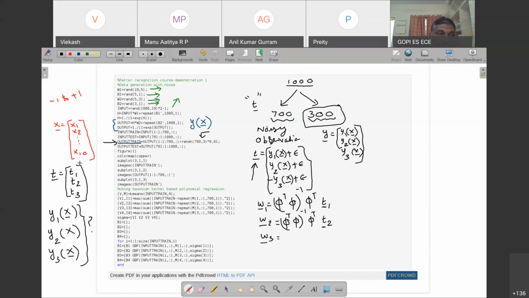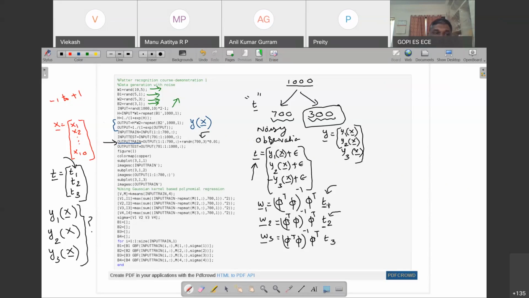Don't get confused. I'm using the same notation at different places. Here it is a scalar I'm talking about, and here this t1 is a vector. This is the vector. I will explain once again if you have any doubt. So this is phi 1 transpose phi, the whole inverse, phi transpose. What does it mean? T1 is a vector.